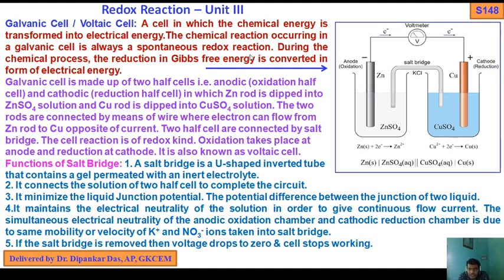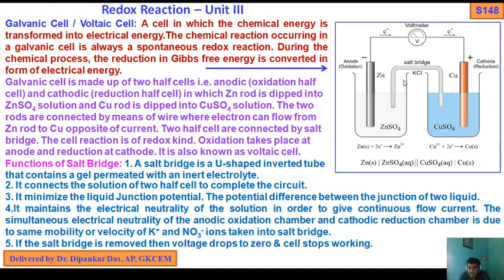So what will happen in this solution? Zinc 2 plus concentration increases, causing an accumulation of extra positive charge, while copper gets deposited at the copper rod, and excess sulfate ions accumulate in the solution. So in order to balance this excess positive and excess negative charge, you have to employ the salt bridge, so that it can provide the corresponding ions wherever required.